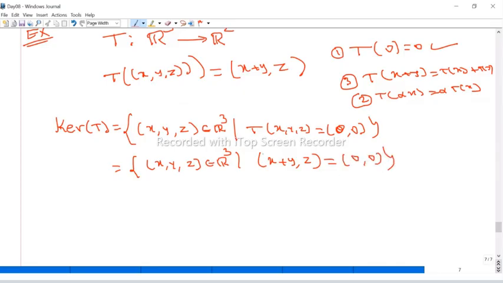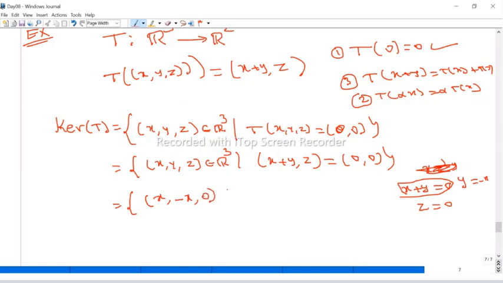Since these two ordered pairs are equal, the first term equals the first term. Therefore, x plus y equals 0, and from the second we get z equal to 0. Now we have to substitute. From the first equation, x plus y equal to 0, we can write x equal to minus y, or y equal to minus x. Therefore, we don't know about x, but y should be minus x and z should be 0. In R3, the only unknown is x, so x varies in R. So you can take x outside: x times 1 comma minus 1 comma 0, such that x is in R.